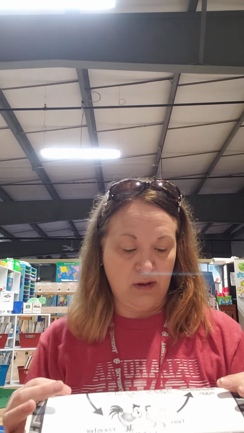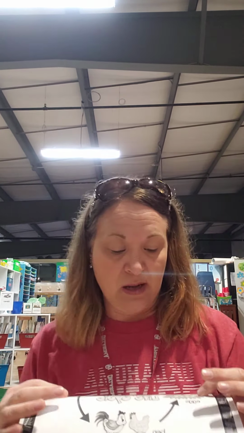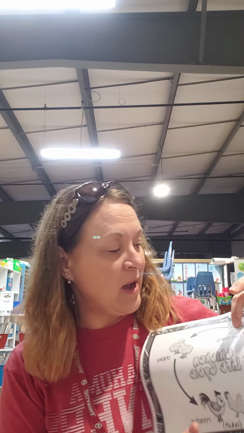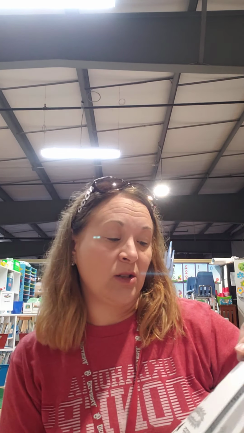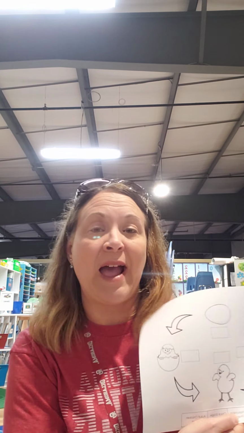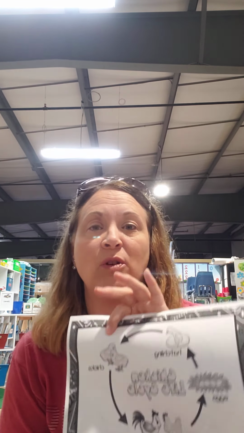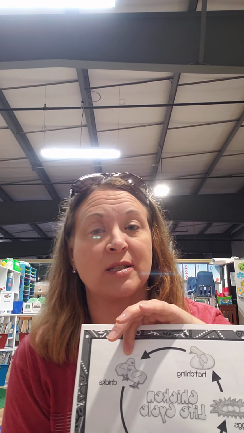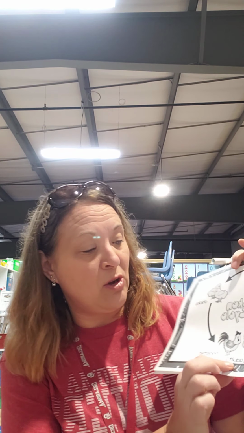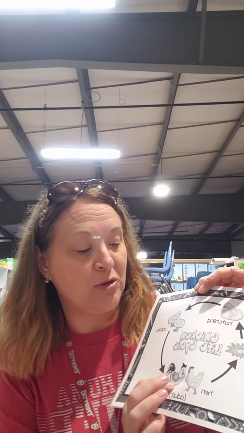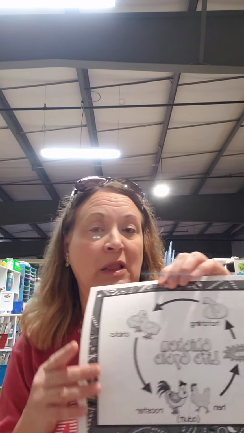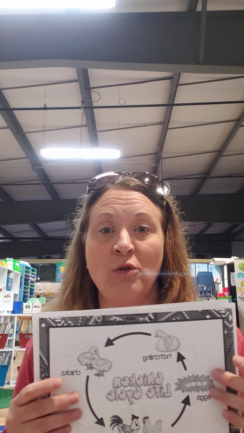So basically, the chicken lays an egg. And then after the egg, there's a little chick growing inside the egg, and it's called a hatchling, or sometimes it's called the hatching stage. Then it hatches and they're little baby chicks. Then the chicks grow into the adults, and the girl ones are hens and the boys are roosters. And then the hen lays the egg again and it starts all over again.